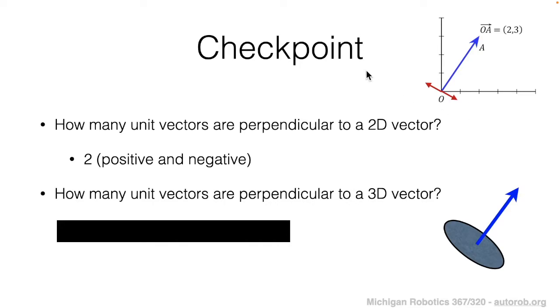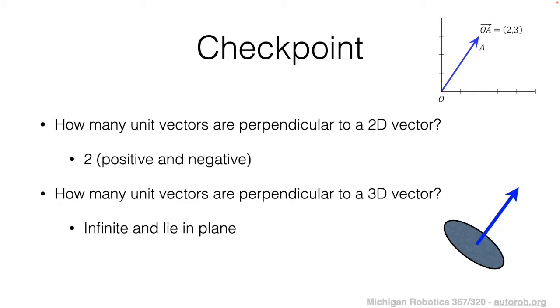And then on the second question, for how many unit vectors are perpendicular to a 3D vector, well, the answer is that there's an infinite number. In this figure here, we're illustrating a three-dimensional vector, of course, plotted on a two-dimensional slide. But if you imagine that this is a 3D space, then you could imagine rotating a unit vector around this three-dimensional vector, and you'd result with this infinite set of vectors which would lie in a plane that's illustrated with this oval here.